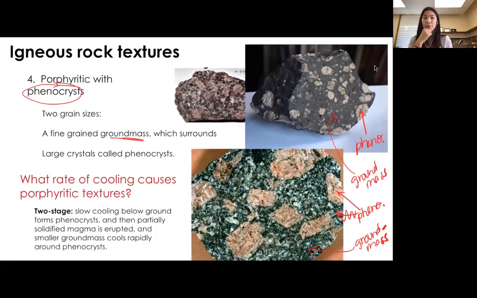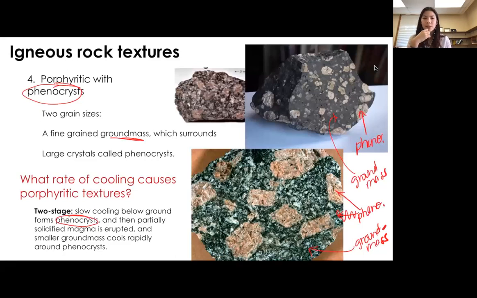All right, so porphyritic textures are going to result from two-stage cooling. So we initially have a slow cooling below the ground surface, and that's going to allow the phenocrysts, or the larger crystals, to form. If you remember, larger crystals are associated with slow cooling rates, which means we can't be exposed to air because air is going to cause fast cooling rates simply because of that heat difference.